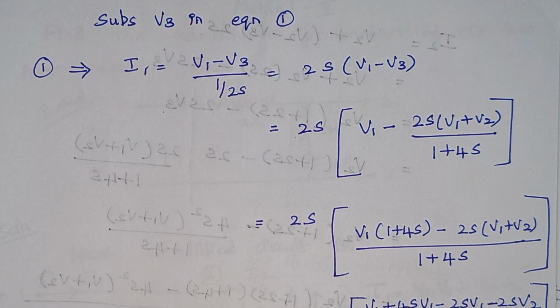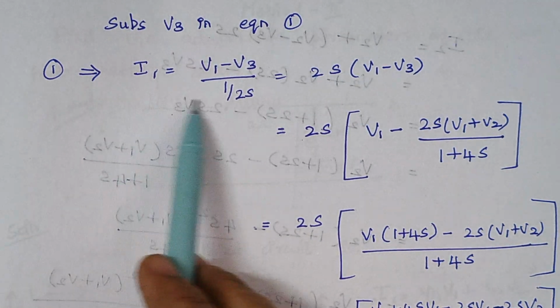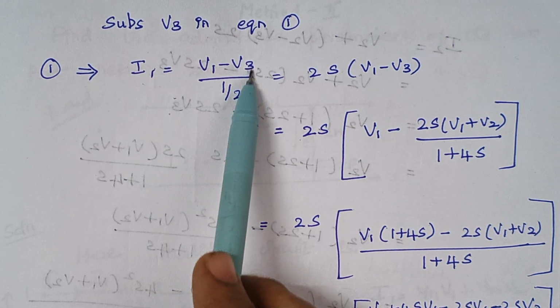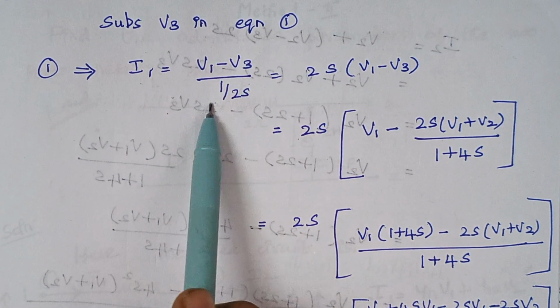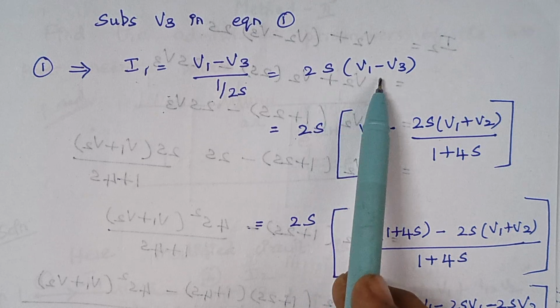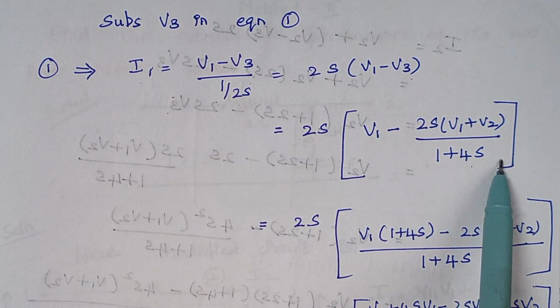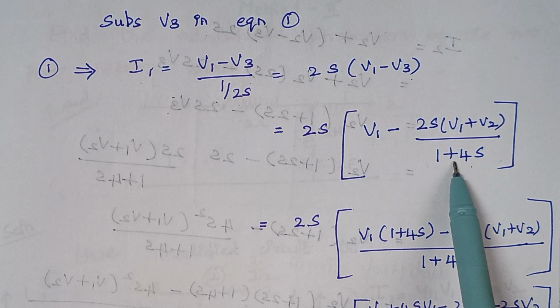So now we are going to substitute this V3 value in equation 1. So this is our equation 1. Right, so I1 is equal to (V1 minus V3) by 1 by 2s. So when you move this, it becomes 2s into (V1 minus V3). So what is the V3 value? This is your V3 value. So we are just substituting.